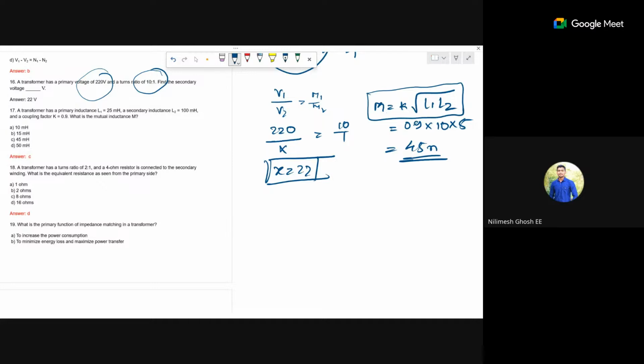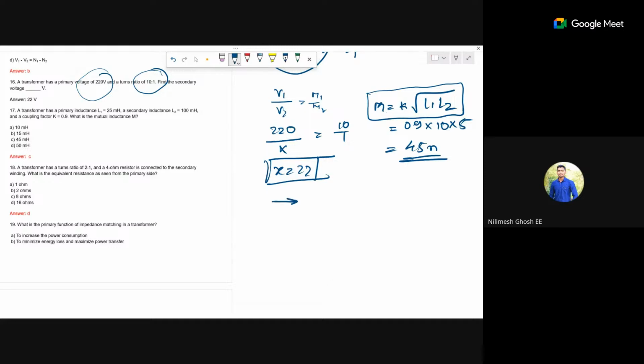So this thing is also very simple. A transformer has a turns ratio of this one, and a 4 ohm resistor is connected as secondary winding. What will be the equivalent resistance seen from the primary? Do you know the formula to refer from input side to output side or output side to input side? R equivalent is equal to R into N1 upon N2. Exactly, R into N1 by N2 square.